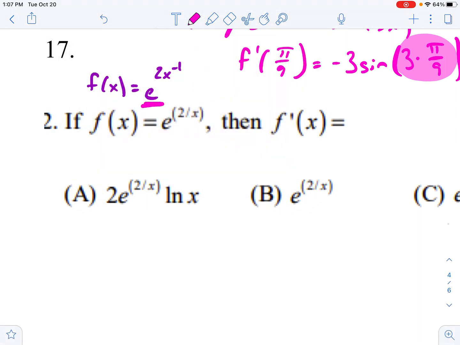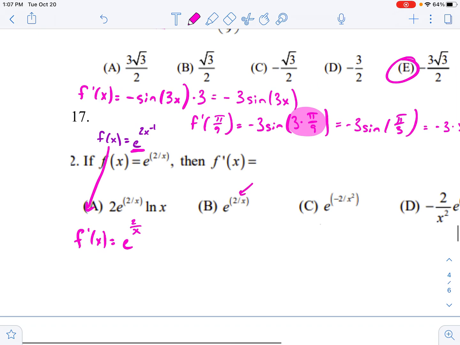So, again, this is chain. E is the outermost thing, so the first derivative I get back exactly what I started with, e to the 2 over x, or e to the 2x to the negative 1, however you want to write that, okay? Notice in your answer choices, they're all written with that, basically that original 2 over x, okay?